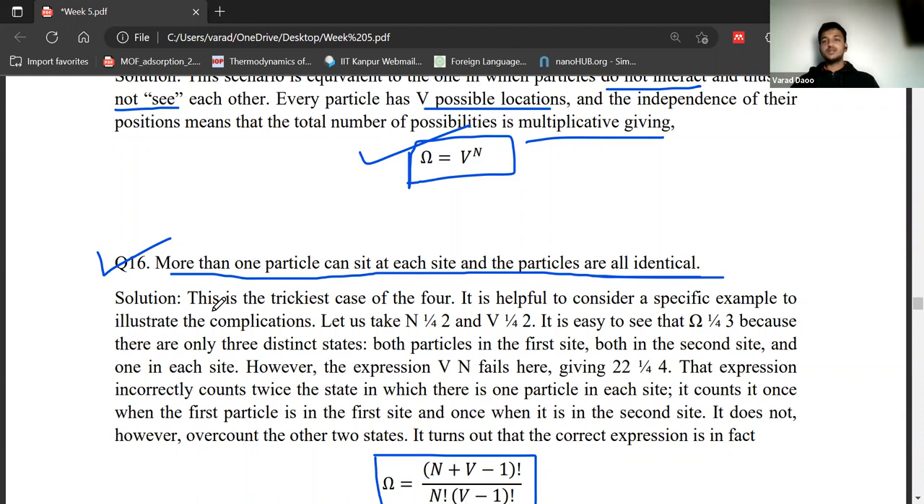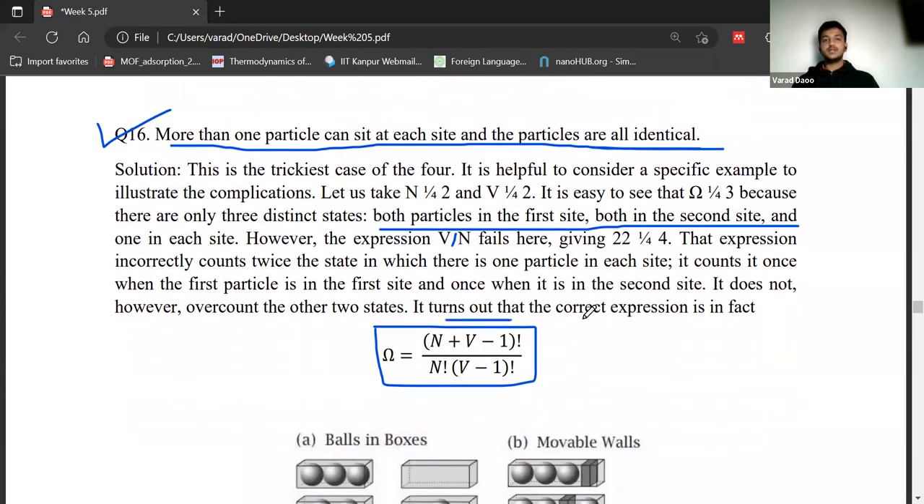It is helpful to consider a specific example to illustrate the complications. Let us take this. It is easy to say that there are only three distinct states: both particles in the first side, both in the second side, and one in each side. However, the expression b^n fails here, giving this many, right? Hence, it turns out that the correct expression is in fact this one. Now, how do we get it?